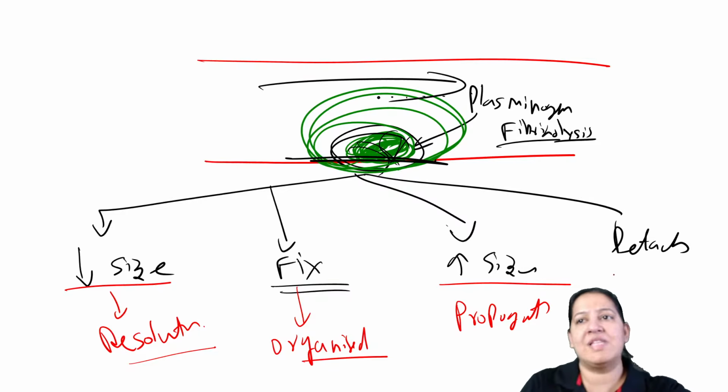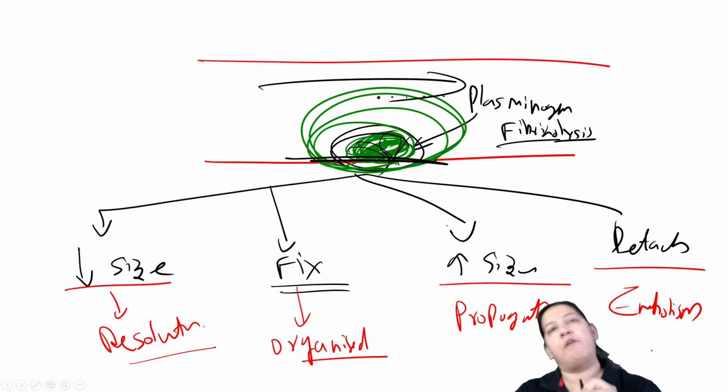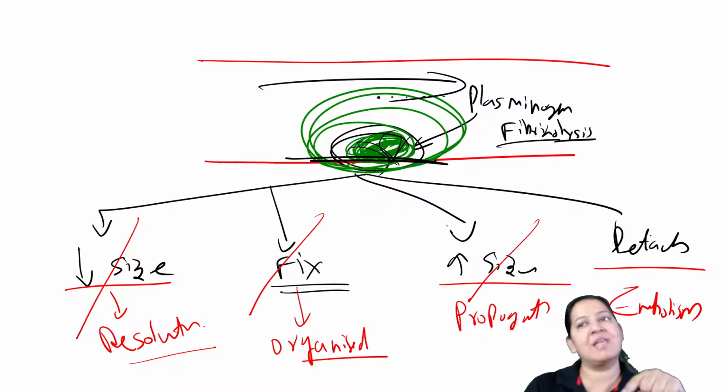So this is known as embolism. So these are the four fates of a thrombus. Either it decreases in size, or fixes in size, or increases in size, or detaches.